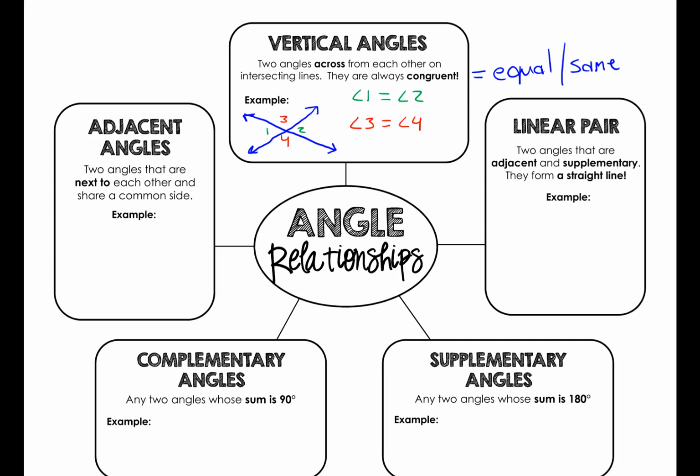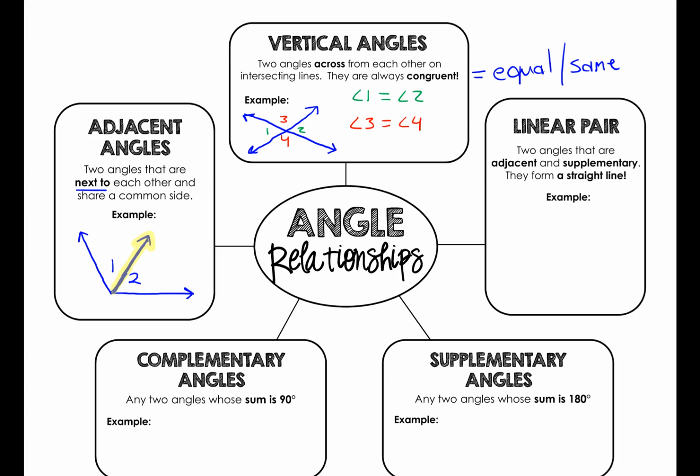Coming down here to the left, we have adjacent angles. Adjacent angles are just two angles that are next to each other. They share a common side. So that would look like this. Here's an angle, here's angle 2. They're both next to each other. They share this side right here. That's what makes them adjacent, that they share a ray or a side.